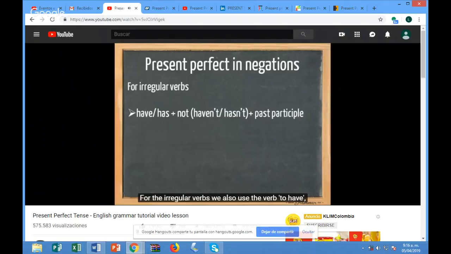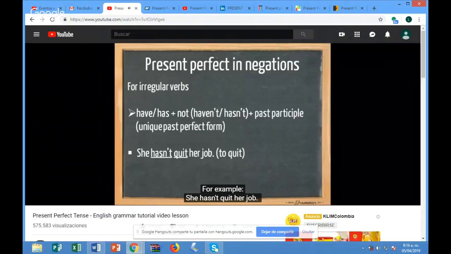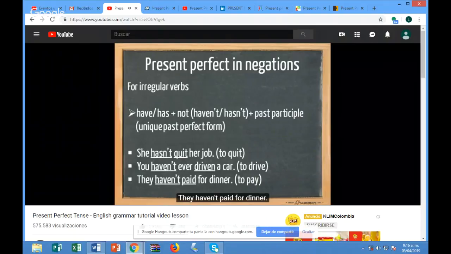For the irregular verbs, we also use the auxiliary verb to have and not, contracting it into haven't and hasn't, and the past participle. For example, she hasn't quit her job. The infinitive form of the verb is to quit. You haven't ever driven a car. The infinitive form of the verb is to drive. And they haven't paid for dinner. The infinitive form of the verb is to pay.